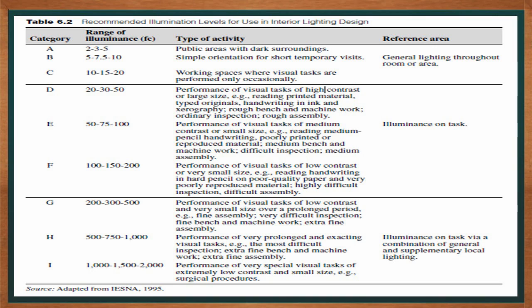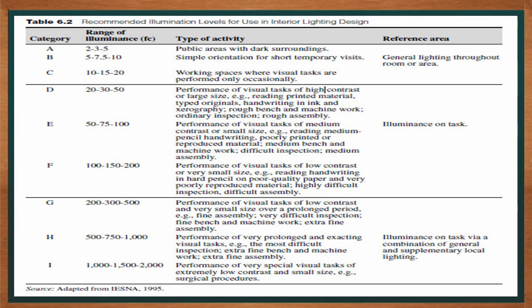In this illustration, it will show us the recommended illumination levels depending on the environment. This is actually being used by the interior designer. So we're not going to tackle the further details about this since this is detailed information, and I cannot provide the detailed information about this.